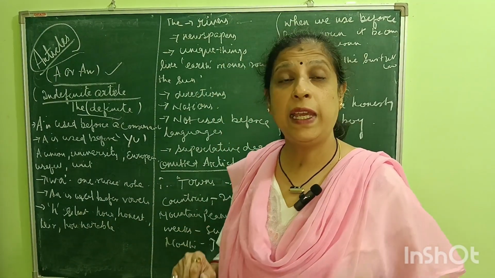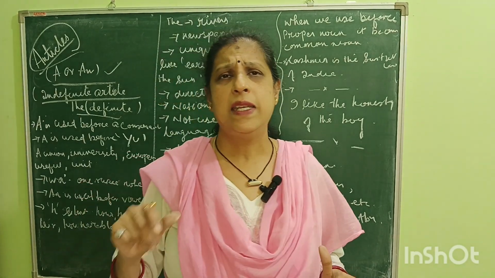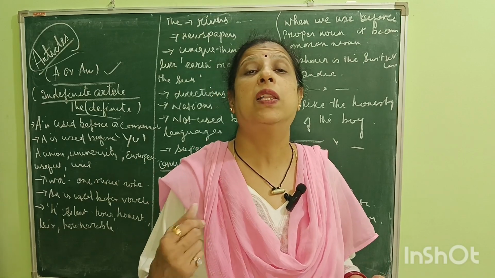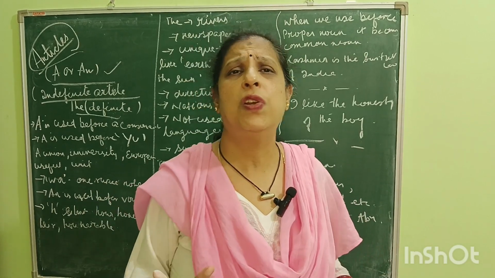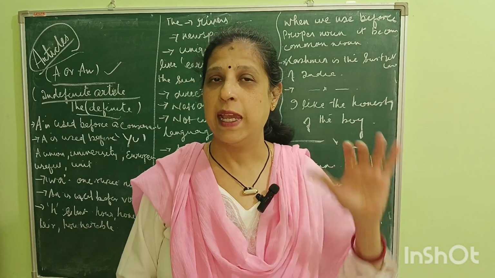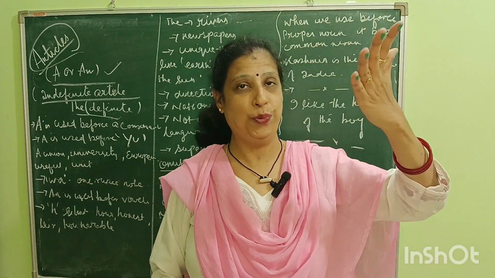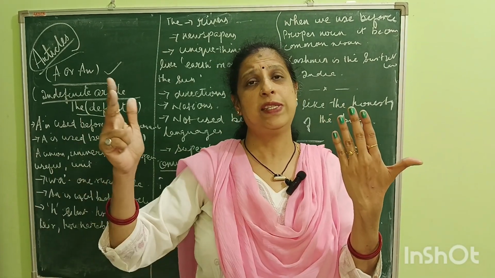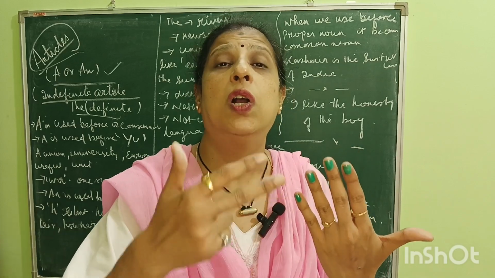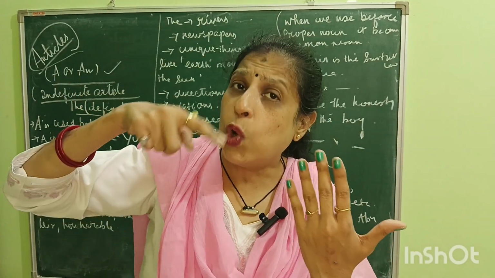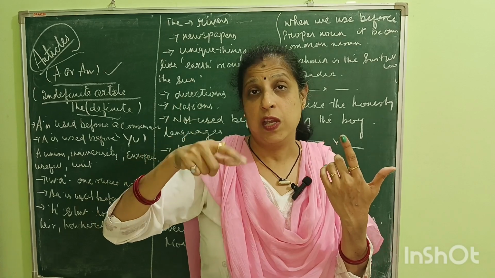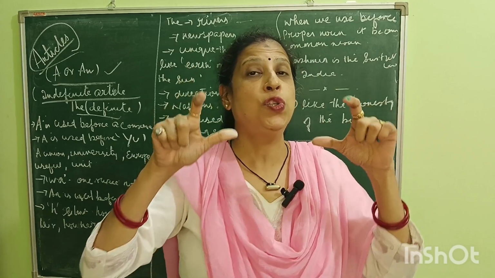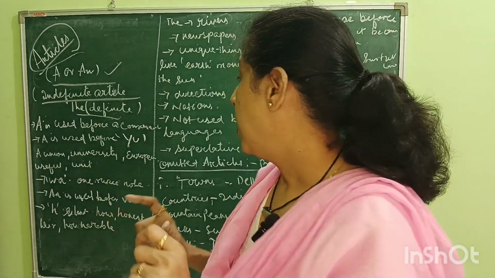Now, one more thing I want to tell you: a is always used before the consonant sounds. Children, we know that there are 5 vowels: A, E, I, O, U. They are vowels, right? The rest, which are left, are called consonants. So before those consonant sounds, we use a.